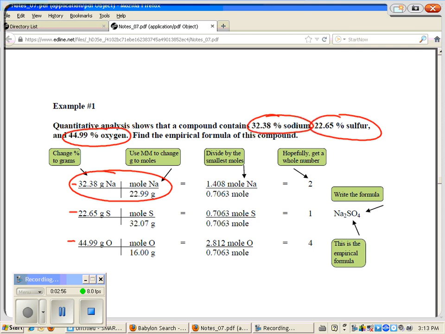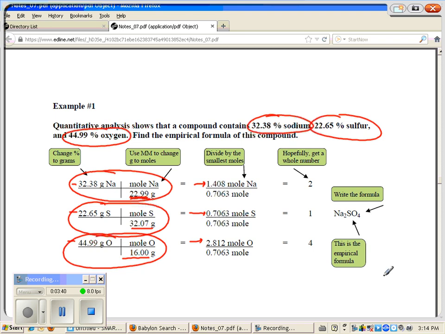So first, I'm going to do a mole conversion problem. We just spent 2 days on mole conversions. So here I have my 32.38 grams of Na, and I look at Na on the periodic table, and I get 22.99. When I do that, I get this as my answer. The red arrow shows you the answer to that math problem. I do the same thing for each. I take my sulfur, divide by my mass of sulfur, and I get 0.7063. I do the same thing for oxygen, divide by the mass of oxygen, and I get 2.812 moles of oxygen.